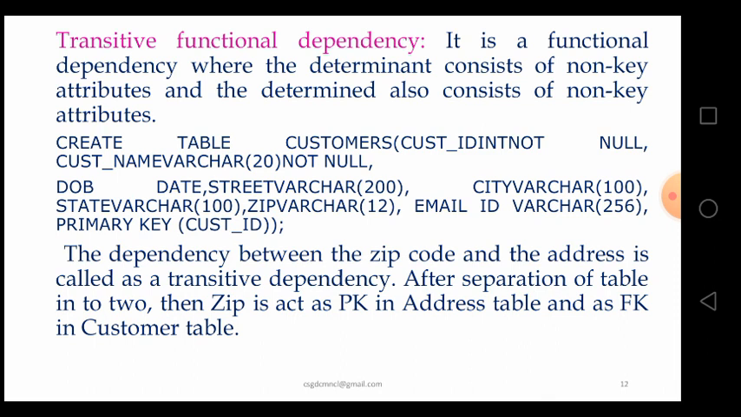Create table customers: customer ID int not null, customer name character not null, date of birth date, zip character, email ID character, primary key is customer ID. These are the transitive functional dependencies.